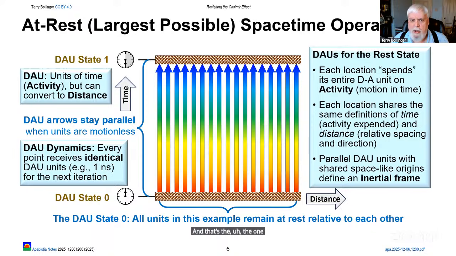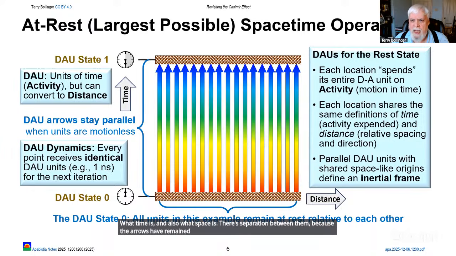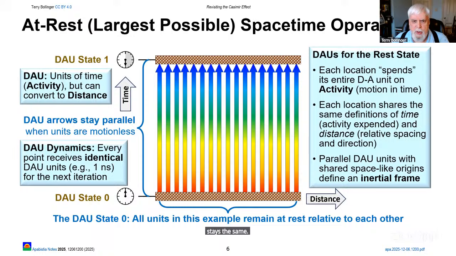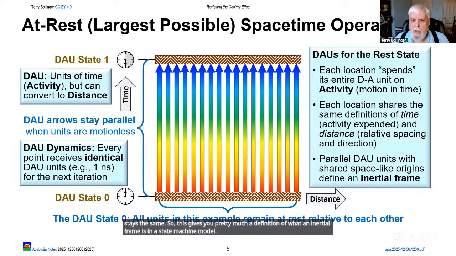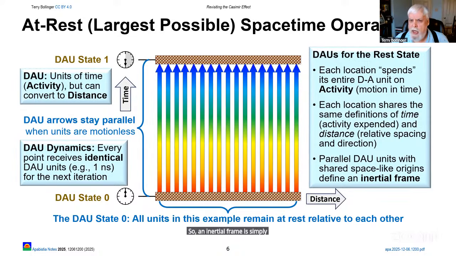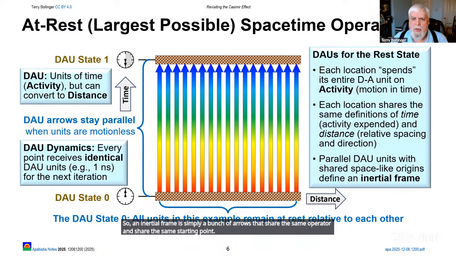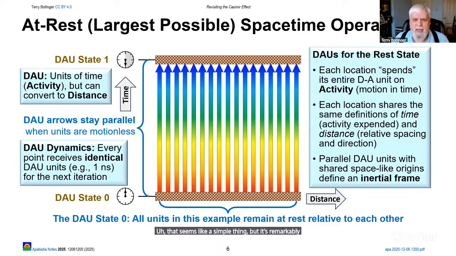But if they check their clocks, they do the examination, they find, yes, we all still had the same clock times. So they say that we have a shared definition of what time is, and also of what space is. Their separation between them, because the arrows have remained parallel, stays the same. So this gives you pretty much a definition of what an inertial frame is in a state machine model. So an inertial frame is simply a bunch of arrows that share the same operator and share the same starting point. That seems like a simple thing, but it's remarkably powerful for analyzing more detailed examples of how this works.